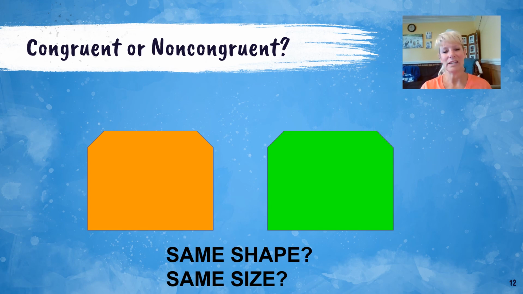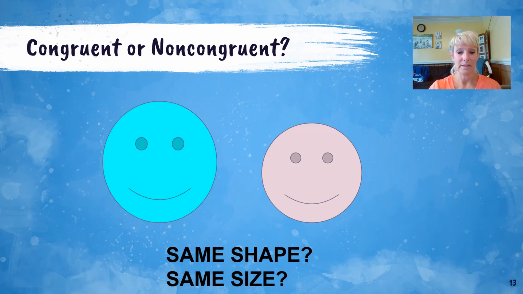Okay, congruent and non-congruent. Are these the same shape and the same size? Okay, answer that to yourself. And if you answered correct, they are congruent. Yes, they are the same shape and they are the same size. Are these congruent or non-congruent? All right, in this case, they do have the same shape, but they are not the same size, so they are not congruent. Non.